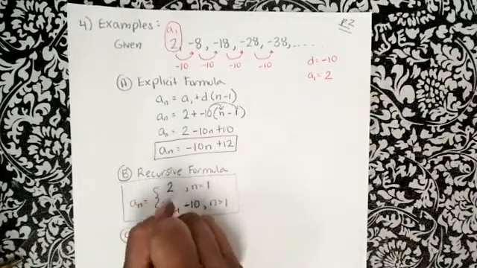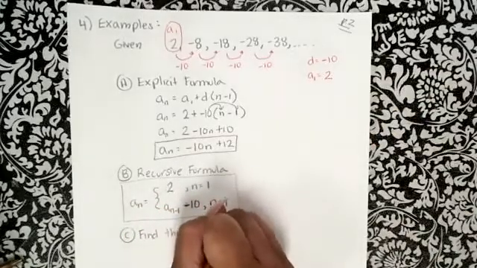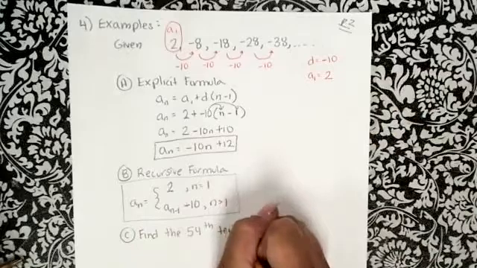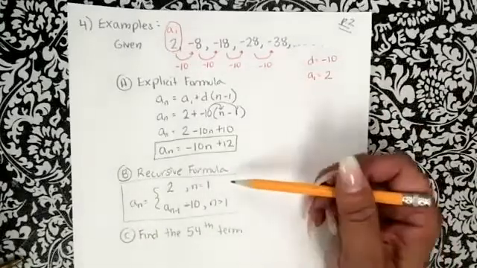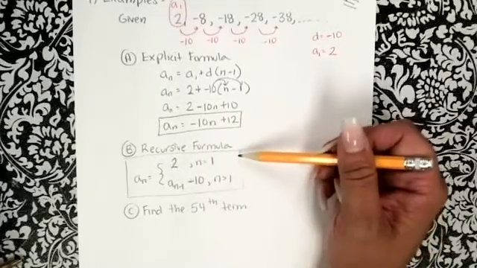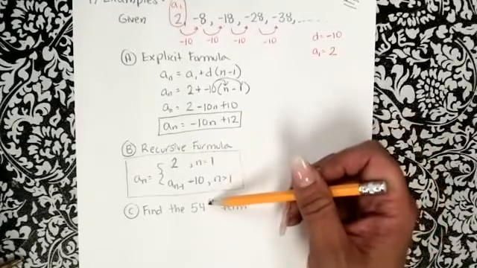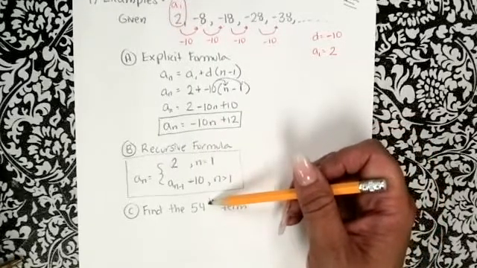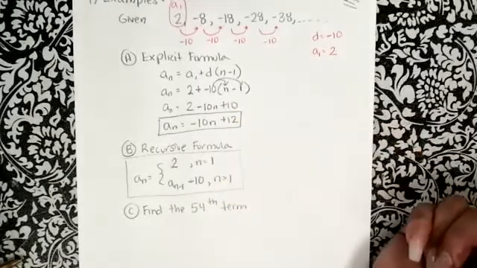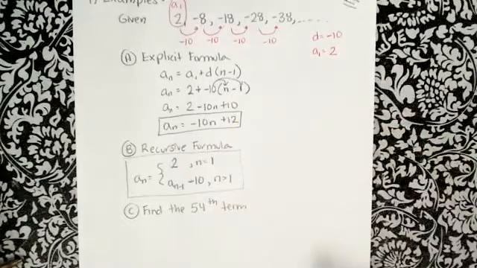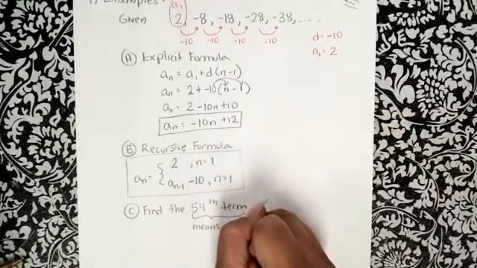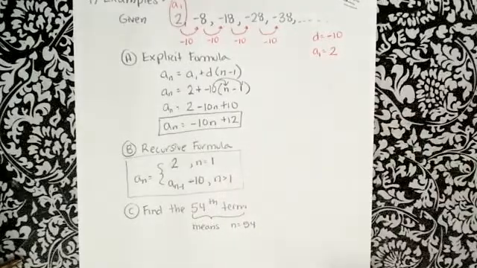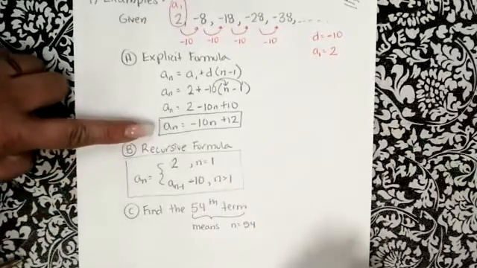What if I ask you to find the 54th term in this sequence? Now you are definitely not going to want to use the recursive formula, because if you use the recursive formula, you have to know what the 53rd term is. Then you have to know what the 52nd term is and the 51st term is and so on. So I'm going to use the explicit formula. And right here, when I ask you for the 54th term, this means n equals 54.